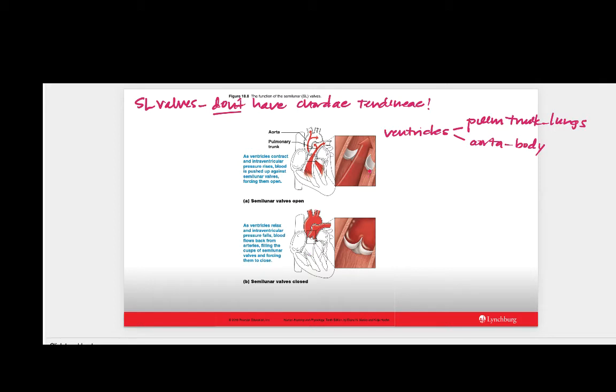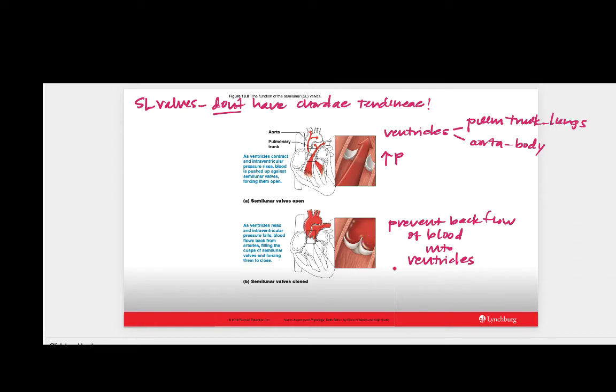So as we build up pressure in the ventricles with ventricular contraction or ventricular systole, that pressure is going to push the valves open so that blood is allowed to flow into pulmonary trunk and into aorta. Now, once the blood is in the vessel, the aorta or the pulmonary trunk, we don't want it to go back. So we want to prevent backflow of blood into ventricles. And we do that by closing the semilunar valves behind the blood.